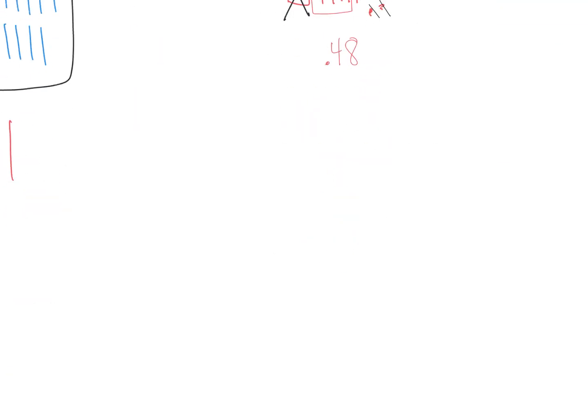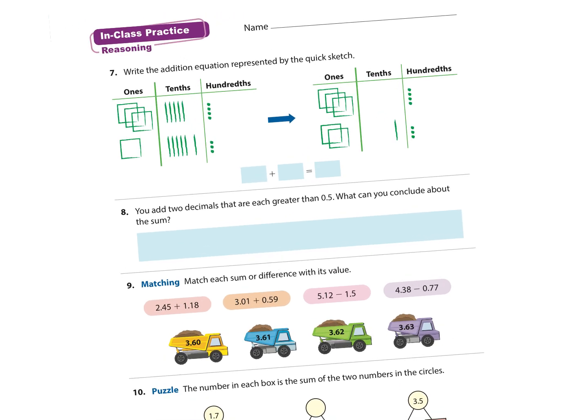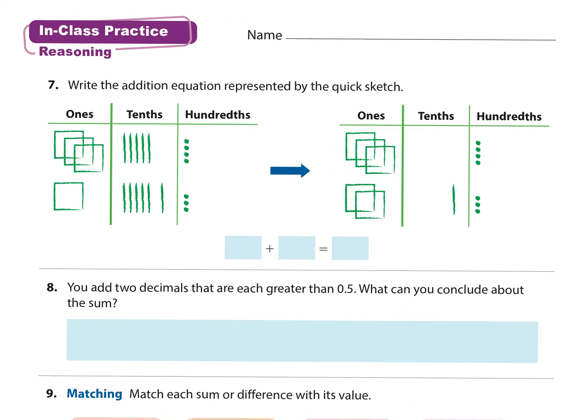So looking at, I think I did his slides today. Okay, here. So if I give you something like this, and it says, write the addition equation represented by the quick sketch. Okay, what is it showing? I have, on the left side, how many ones? Looking at this problem, what am I showing? Yes. I have 4 ones.